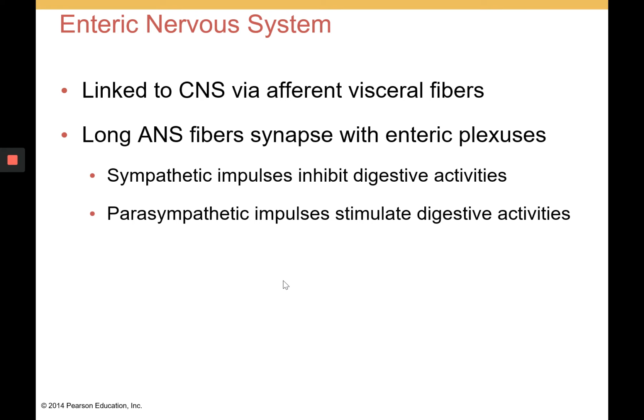It's actually the parasympathetic nervous system, which is our rest and digest system, that stimulates digestive activities. So keep in mind that parasympathetic nerve stimuli will increase digestive activities. If you inhibit parasympathetic nerve stimuli, that will decrease digestive activities. And then as an antagonist to the parasympathetic nervous system, sympathetic nervous system impulses inhibit digestive activities.